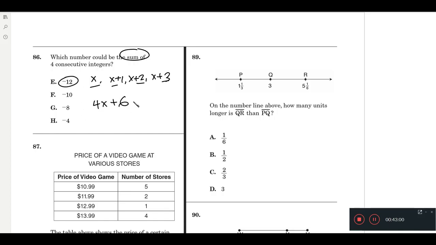So let's test it out. Let's say the sum is negative 12. You just subtract 6, so that's negative 18. If I divide by 4, am I going to get a decimal? Yes, so that's not an integer, so it's not negative 12. What about negative 10? Minus 6 is negative 16. If we divide by 4, we get negative 4. Yes, this one works.